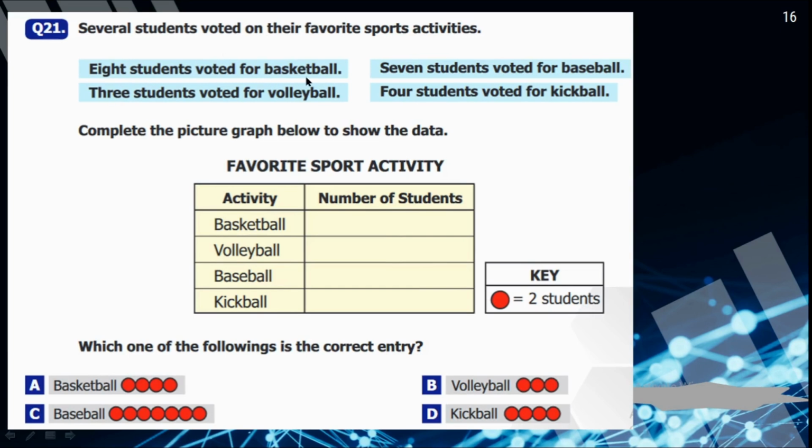7 students voted on their favorite sports activities. 8 students voted for basketball. 7 students voted for baseball. 3 students voted for volleyball. 4 students voted for kickball. Complete the picture graph below to show the data. Which one of the following is the correct entry?